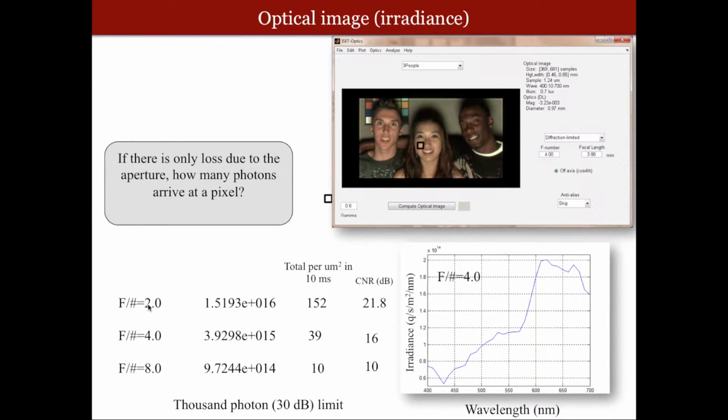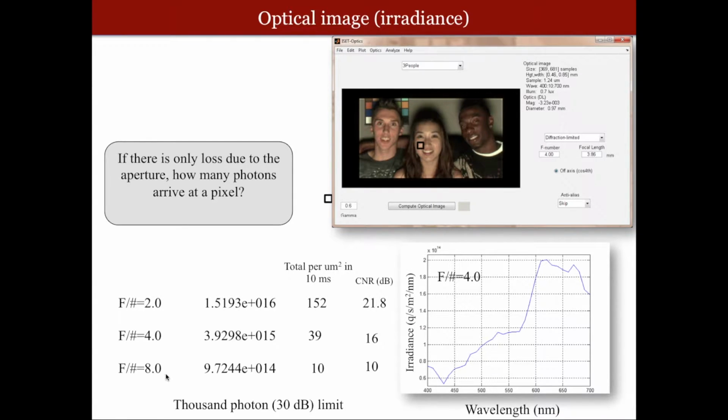We can also calculate for this F number what the contrast to noise ratio is. That's to say, what does the mean look like divided by the standard deviation of the photon noise, and we put that in a log scale. For an F number of 2, we've got a fair number of photons, and the contrast to noise ratio is more than 20 decibels. So that's about a factor of 10. That's again for a 10 millisecond capture and 1 square micron.